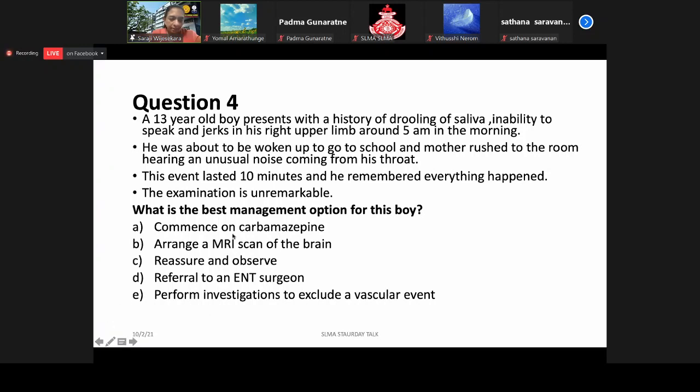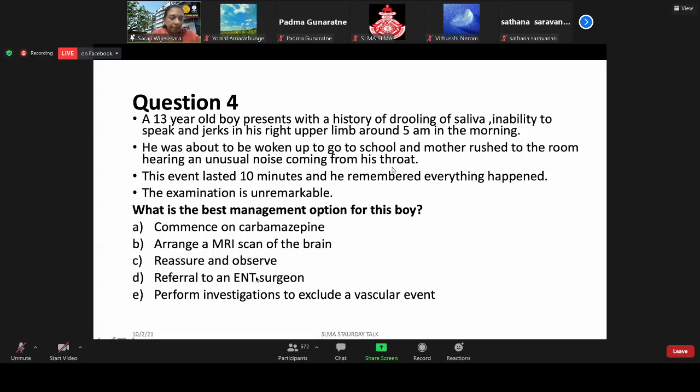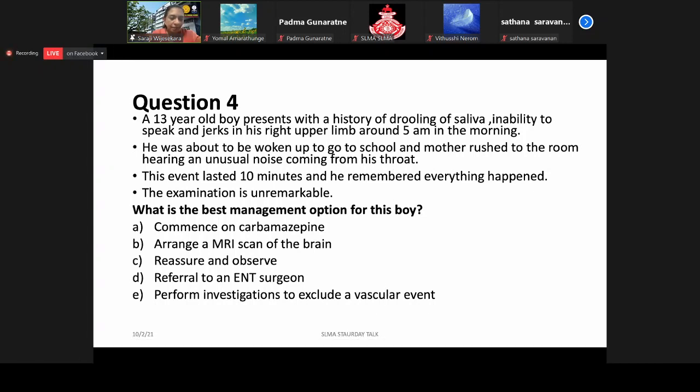All the others: comments on carbamazepine, we only start when it's recurrent. An MRI scan, again, if there are any suggestive or suspicious features. And referral to an ENT surgeon, I put this because of the noises that we heard from the throat. And perform investigations to exclude a vascular event because it was a focal event that we initially noted.